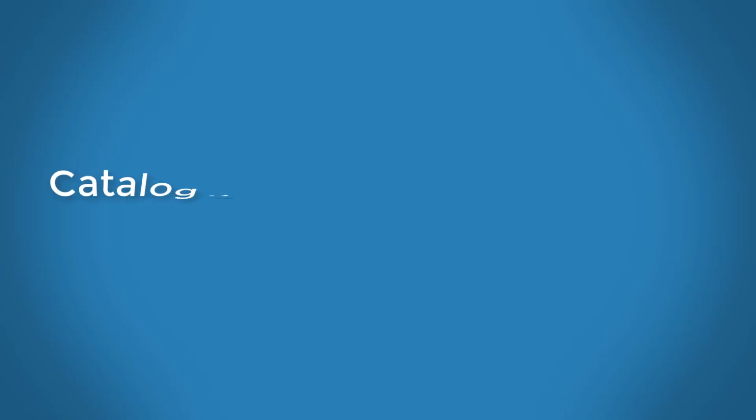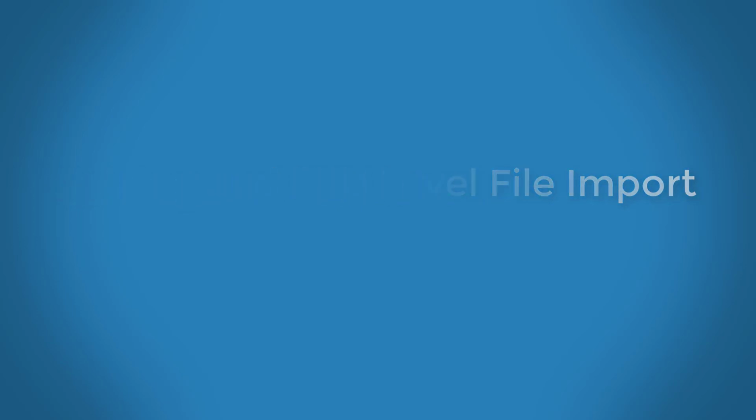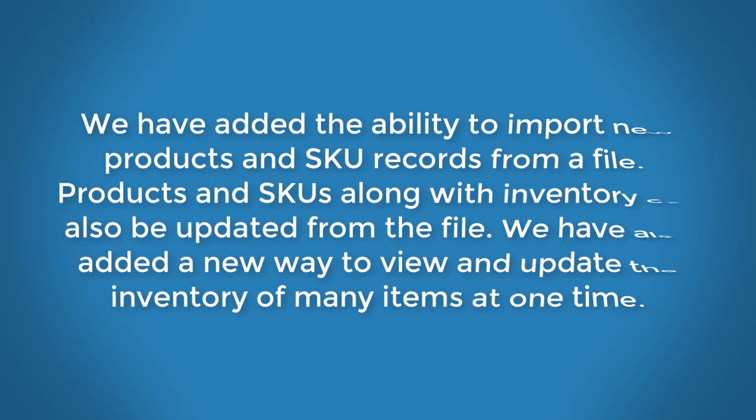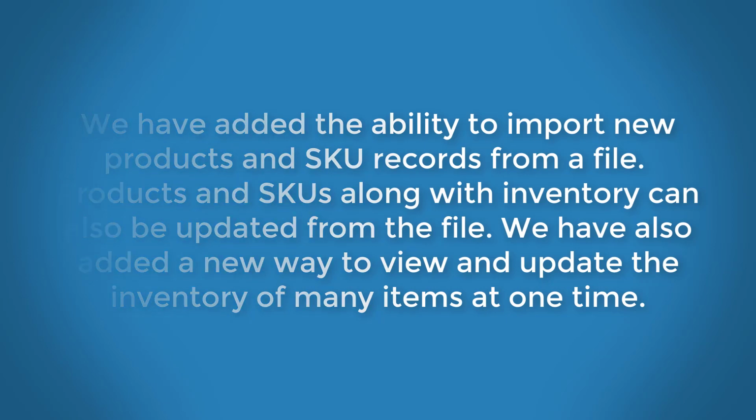The first enhancement we are going to cover today is catalog and SKU level file imports. We have added the ability to import new product and SKU records from a file. Products and SKUs along with inventory can also be updated from the file. Also, we have added a new way to view and update inventory on a lot of items at one time. Let's take a look.